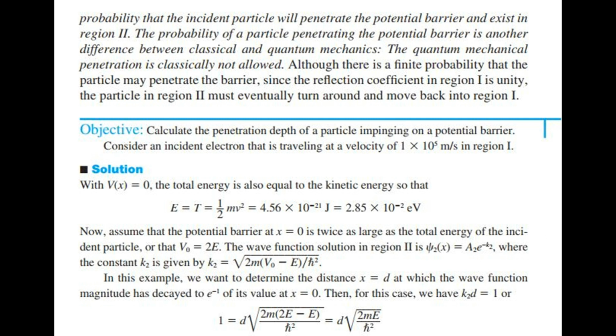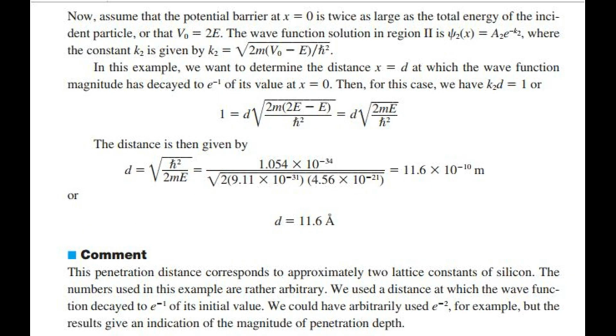In this example, we want to determine the distance xd at which the wave function magnitude has decayed to e^-1 of its value at x = 0. Then, for this case, we have K2 d = 1, or. This penetration distance corresponds to approximately 2 lattice constants of silicon. The numbers used in this example are rather arbitrary. We used a distance at which the wave function decayed to e^-1 of its initial value. We could have arbitrarily used e^-2, for example, but the results give an indication of the magnitude of penetration depth.